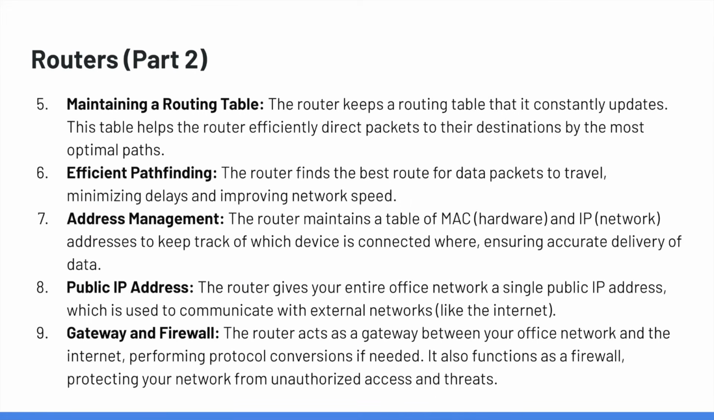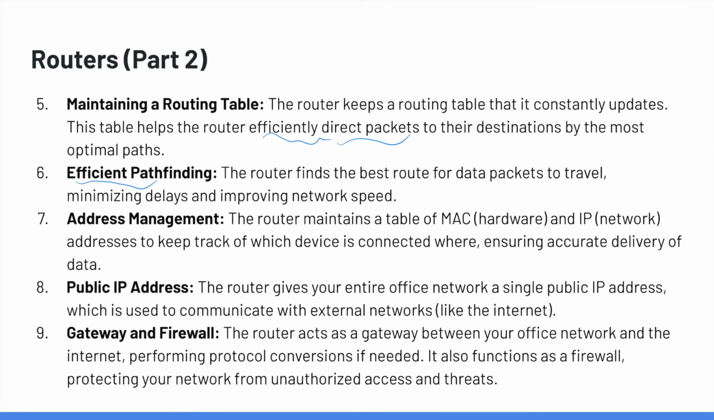Now, another role of the router is that it maintains a routing table. This basically allows the router to effectively direct packets to their destinations by the most optimal paths. So it's keeping a table of all the different devices in your network, as well as routes to get to those devices. So it's allowing you to most efficiently send packets to their destination.